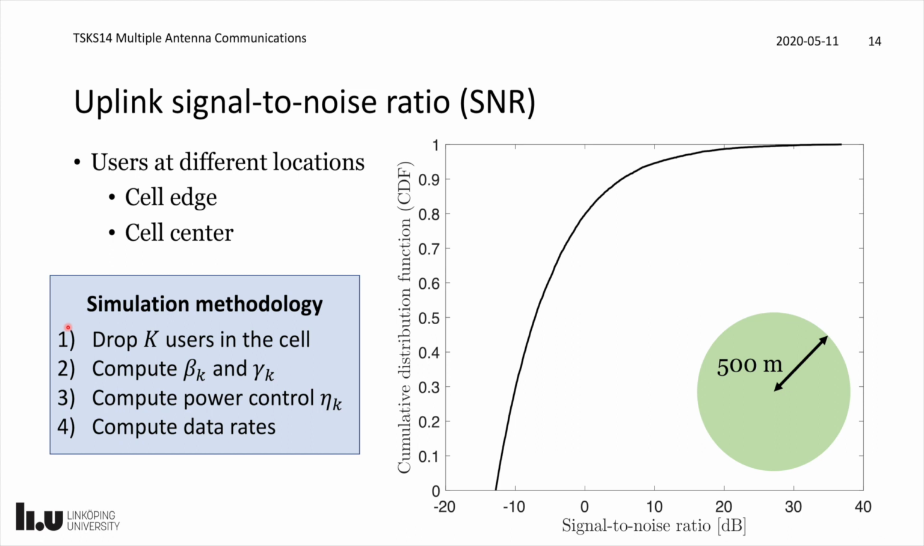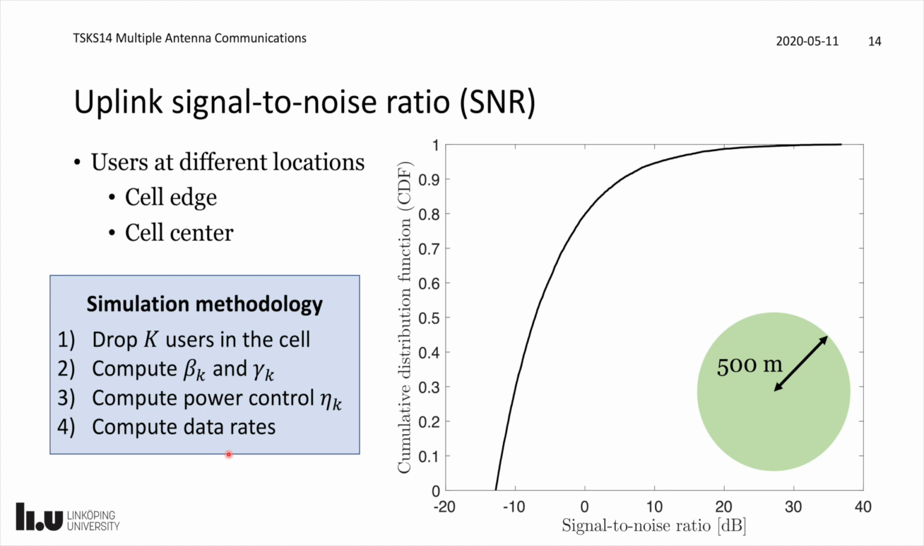So we are dropping K users, which are 10 in this case, in the cell, randomly in this area. Then for every user, we are computing the distance and then the beta k followed by the gamma k. Then we are applying our power control, which for maximum fairness is something that I have just described. We do it in the uplink and the downlink to get the eta k parameters. And then based on that one, we are getting the data rates. And when we're using maximum power control, then we have these SINR bar expressions.